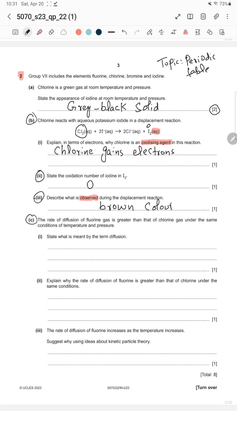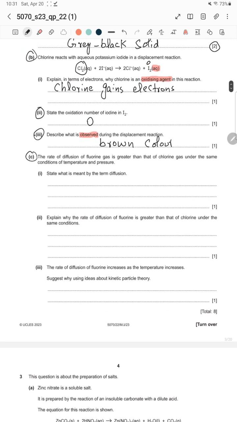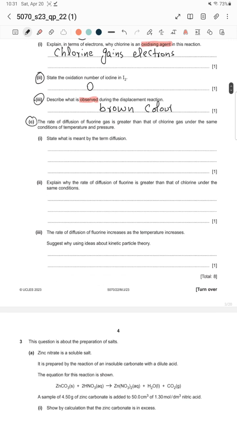Part C, the rate of diffusion. This is from states of matter, particulate nature of matter and diffusion. The rate of diffusion of fluorine gas is greater than that of chlorine gas under the same conditions of temperature and pressure. State what is meant by the term diffusion. So it's very simple. Examiner is asking about the definition of the process of diffusion and movement of particles from higher concentration to lower concentration.